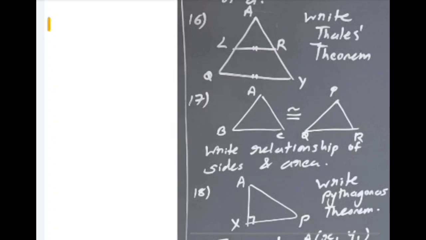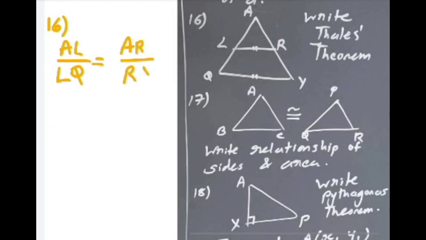then let's see the 16th one. Okay, write Thales theorem for this given figure. So it will be AL upon LB equal to AR upon RC. Okay, so you should write this upon this equal to this upon this.